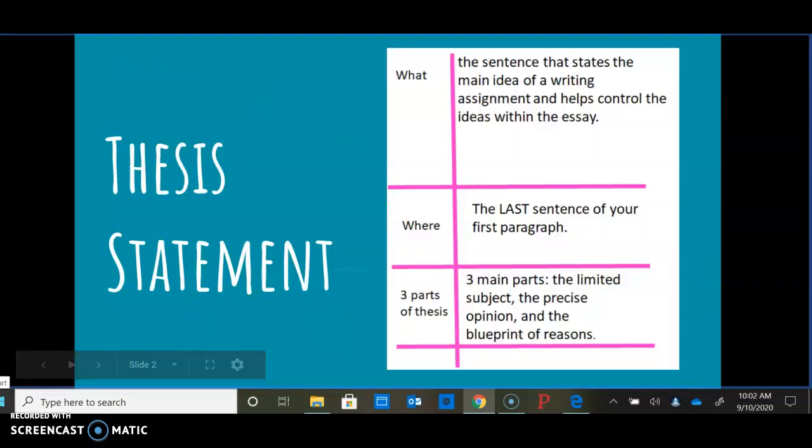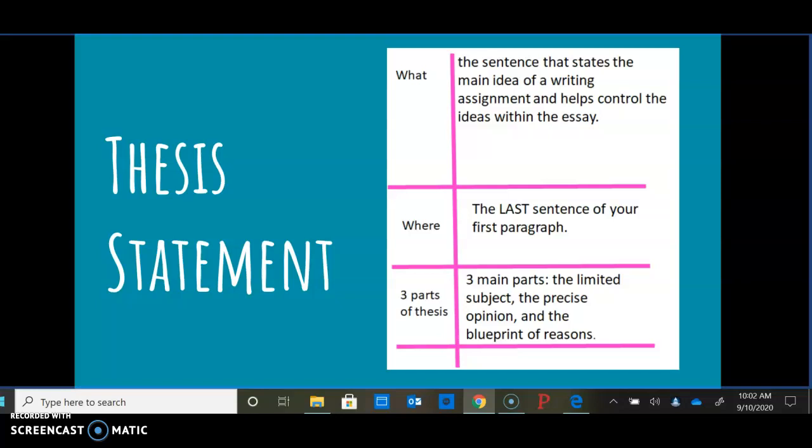All right, so your thesis statement, even in narrative essays, you have to have a thesis statement, what it is you're talking about. This is the sentence that states the main idea of writing, and it's the last sentence of your first paragraph. And there's three main parts to the thesis statement: the limited subject, the precise opinion, and the blueprint of reasons.